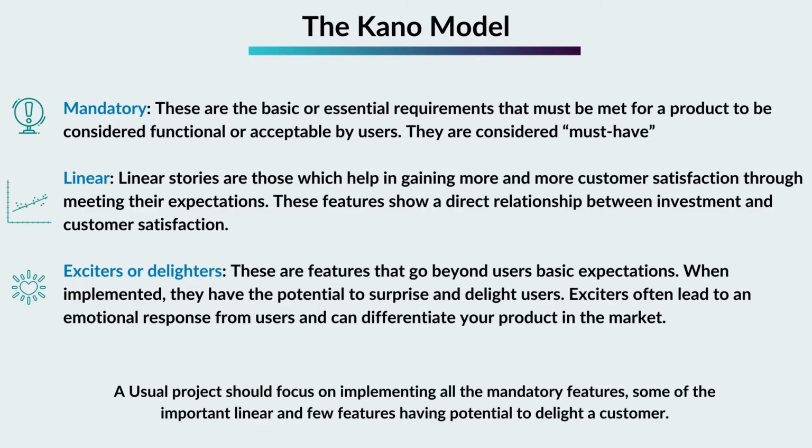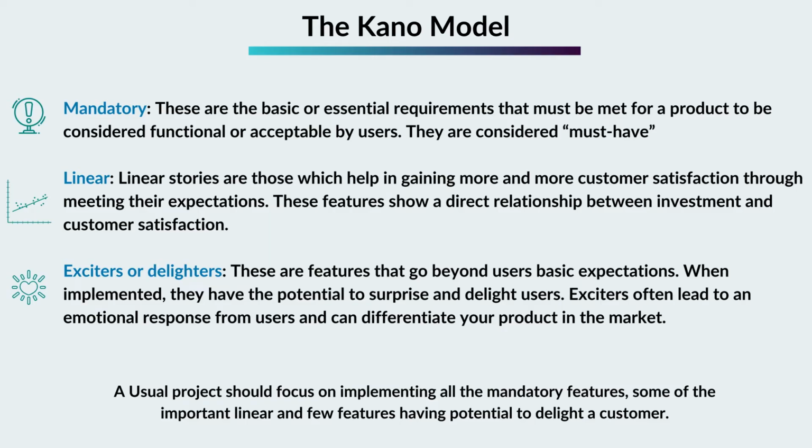Linear stories are those that help in gaining more and more customer satisfaction through meeting their expectations. These features show a direct relationship between investment and customer satisfaction. Exciters or delighters: these are features that go beyond the user's basic expectations. When implemented, they have the potential to surprise and delight users. Exciters often lead to an emotional response from users and can differentiate your product in the market.